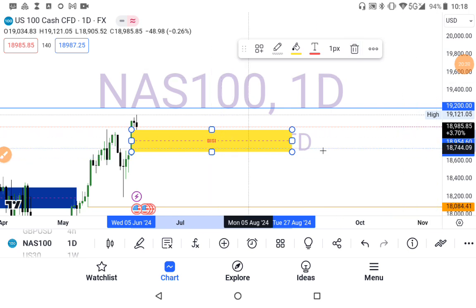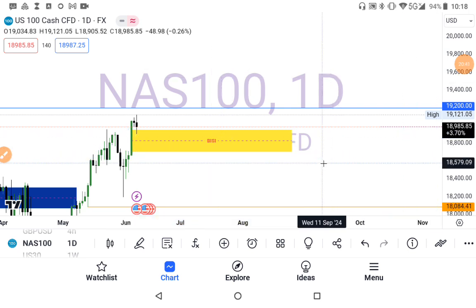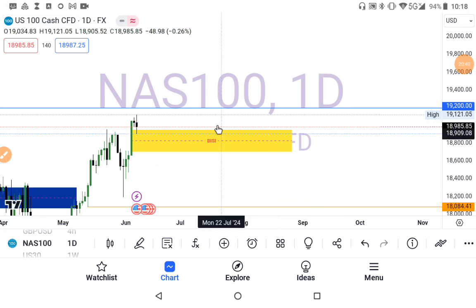So I expect that BC to hold the price, or I will see how the market reacts to 19,000 again. How it reacts to 19,000. So what should I call it?